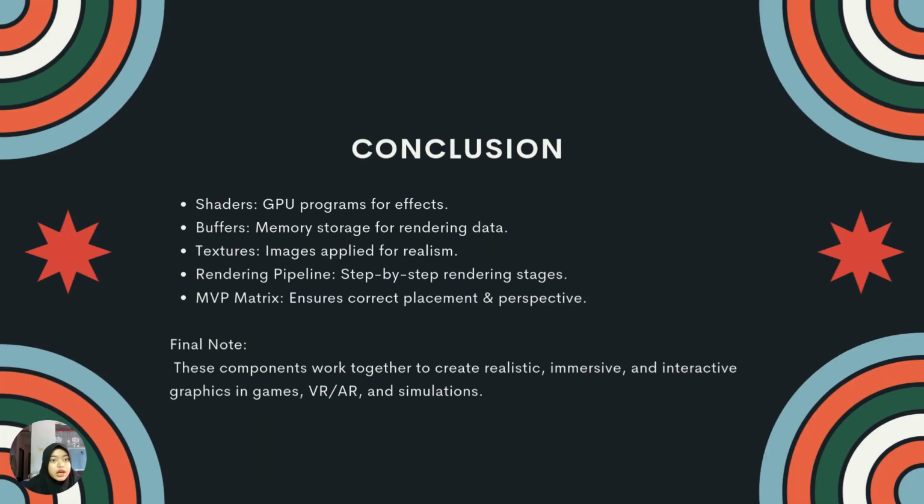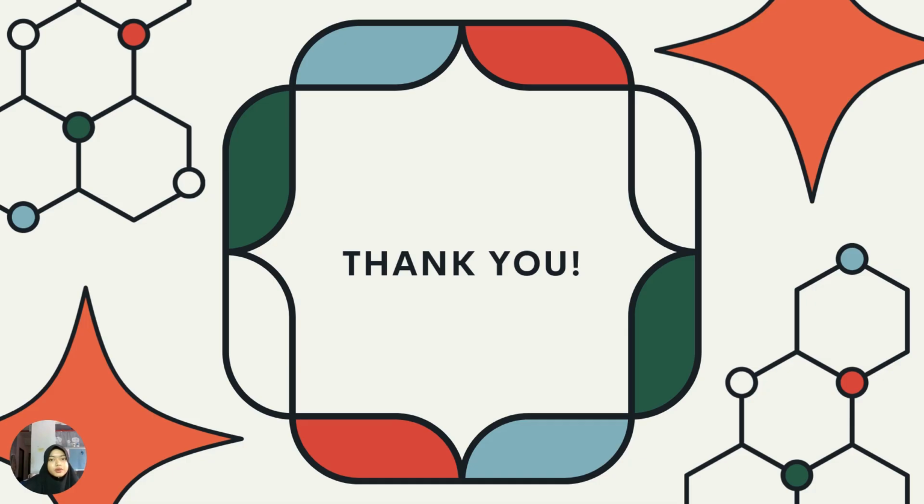So in conclusion, shaders are GPU programs for effects, buffers are memory storage for rendering data, and textures are images applied for realism. Fourth is the rendering pipeline, the step-by-step rendering stages, and the MVP matrix ensures correct placement and perspective. So the final note, these components work together to create realistic, immersive, and interactive graphics in games, VR or AR, and simulation. That's all from me. Thanks.